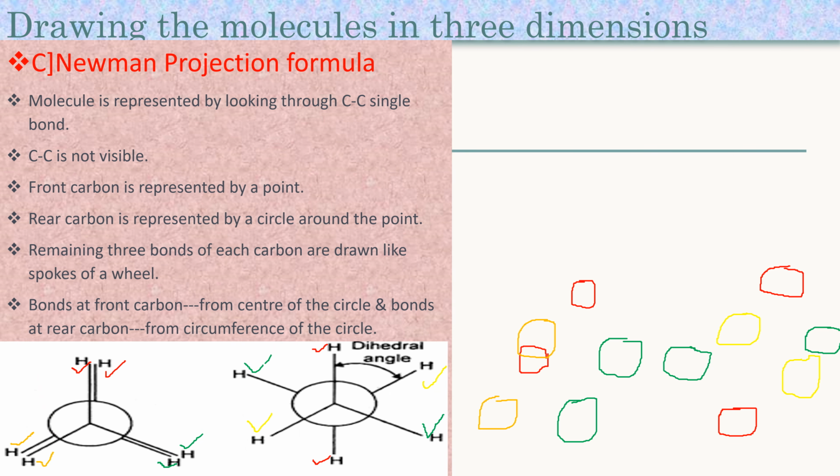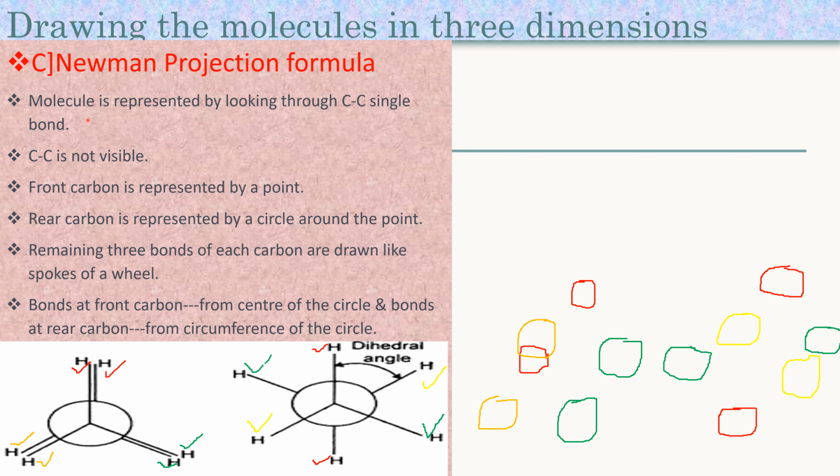Now the third way of drawing molecules in 3 dimensions is the Newman projection formula. In the Newman projection formula, we view the molecule through the carbon-carbon single bond. That is, the molecule is represented by looking at it through the carbon-carbon single bond. We see into the molecule from any one carbon to the other carbon through the single bond.